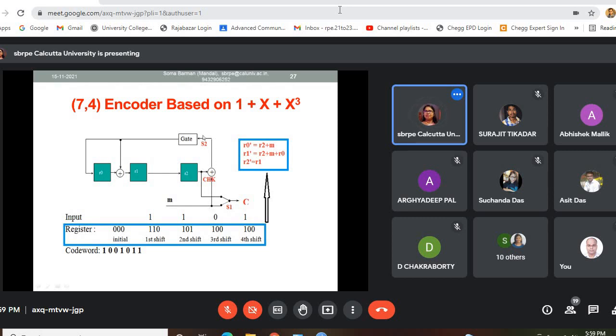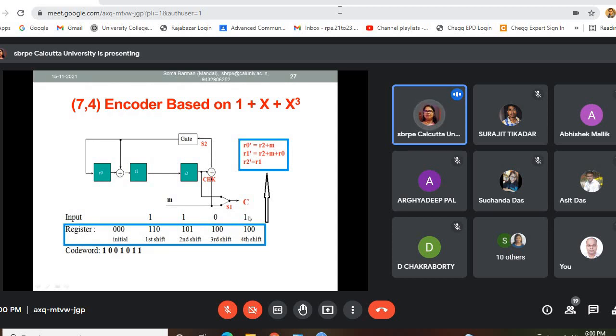Clear? So this 1 is R0. So it is 1. Now this is 1 and this is also 0. So it gives you, because it is 1 and again 1, obviously it will be 0. So previously R1 was 0. So obviously R2 is also 0 in the third shift.